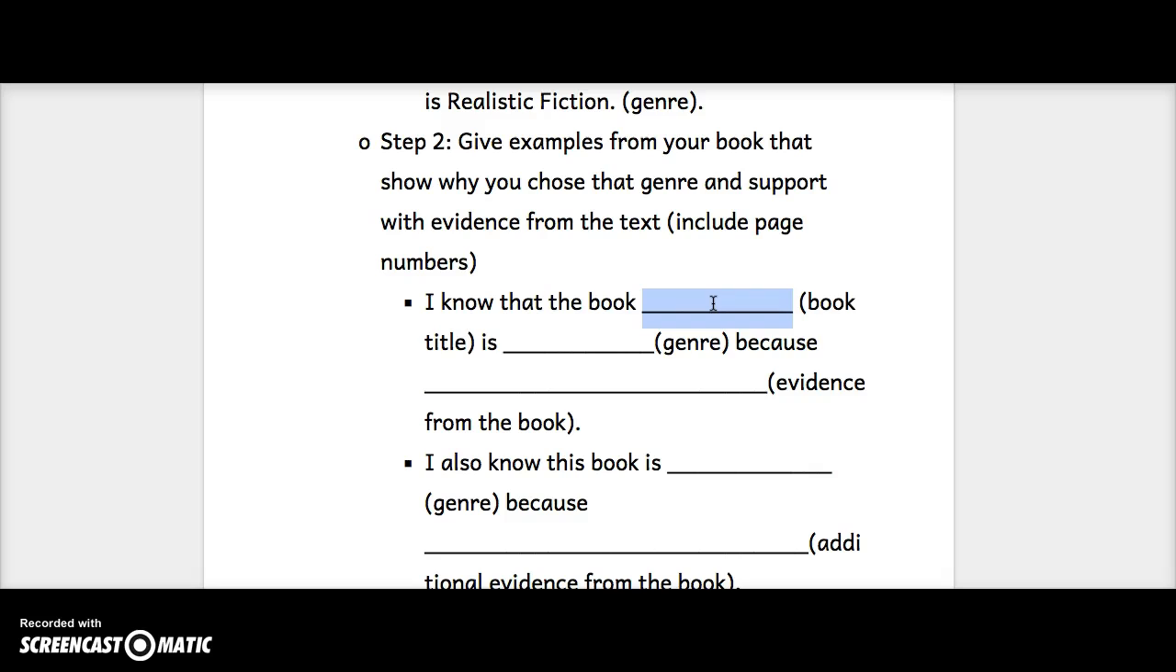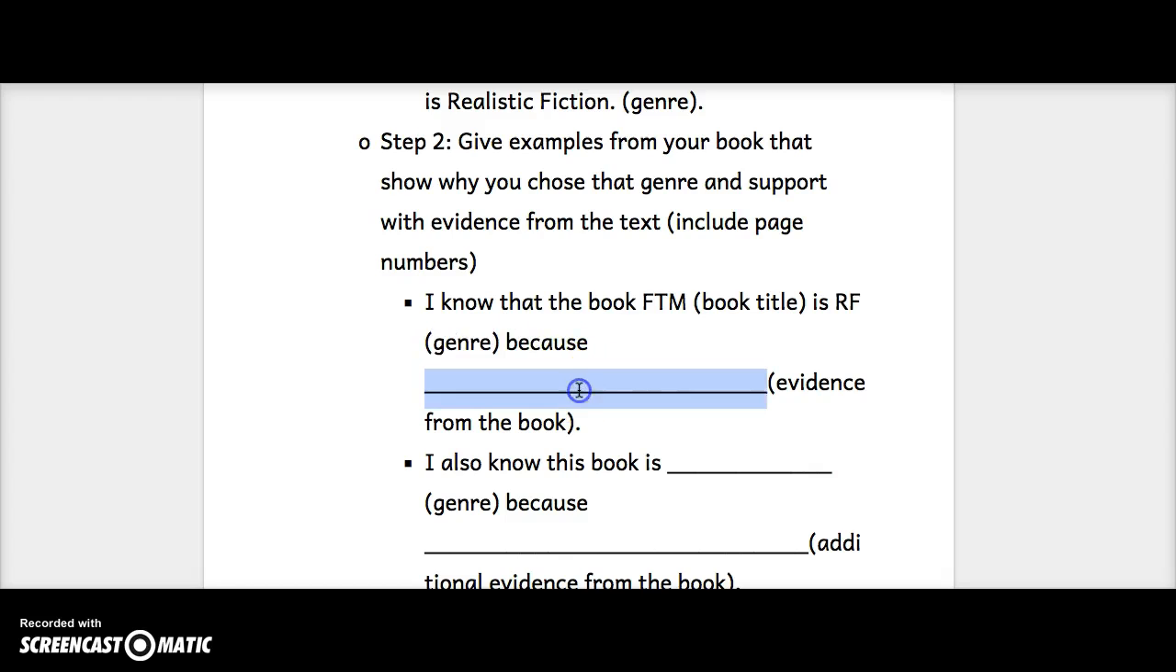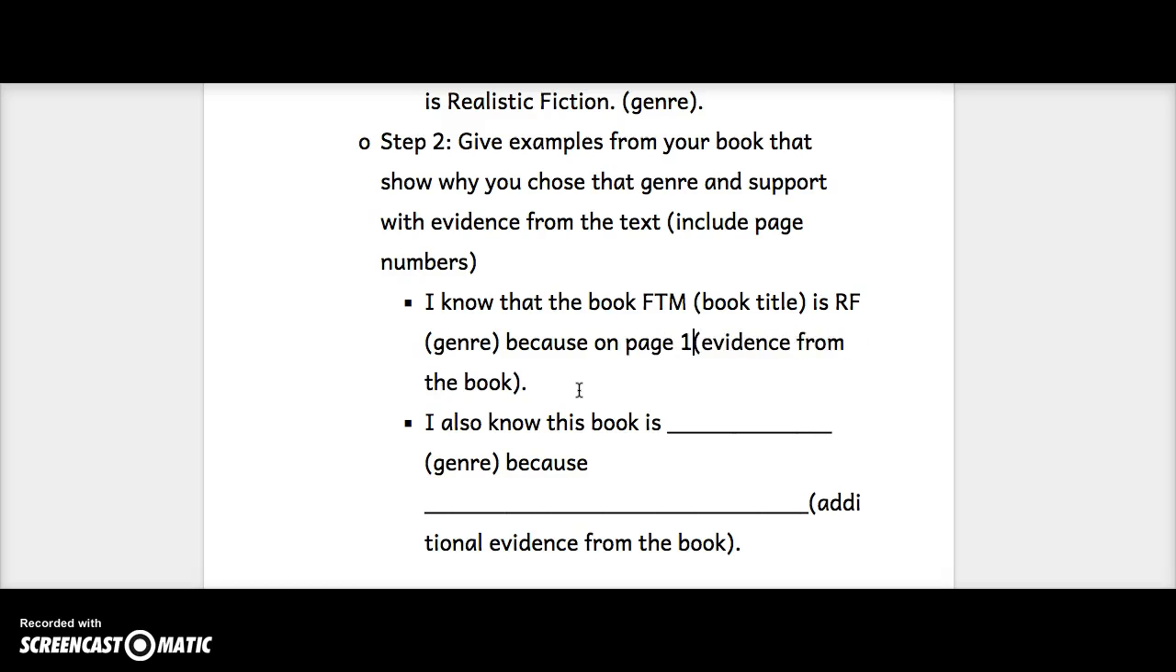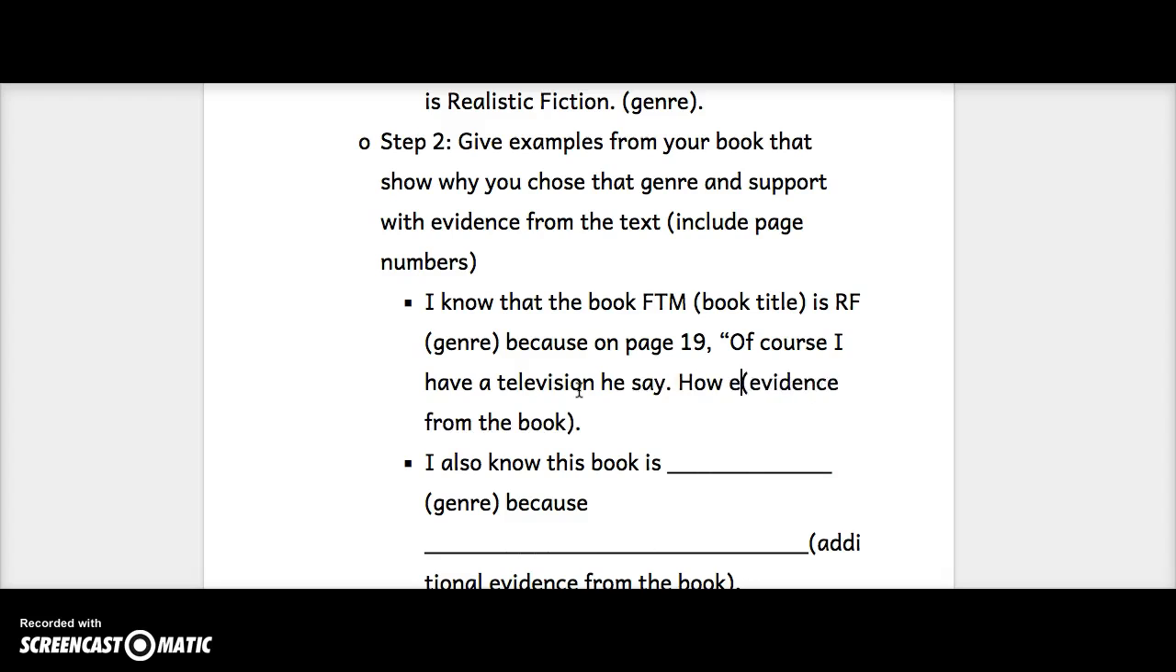So I'm going to work on the second part here. I'm going to say I know that the book Freak the Mighty, which I'm just going to abbreviate there, is realistic fiction, which I'm just going to abbreviate as well too, because on page 19, and I'm going to do a comma and then a quotation mark, and I'm going to then write down the quote. It says, "Of course, I have a television," he says. "How else could I watch Star Trek?" he says.